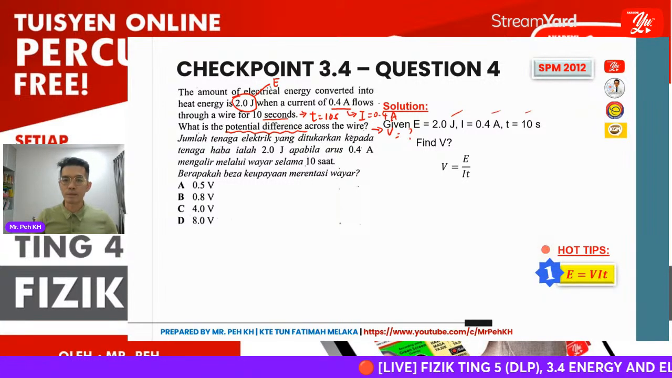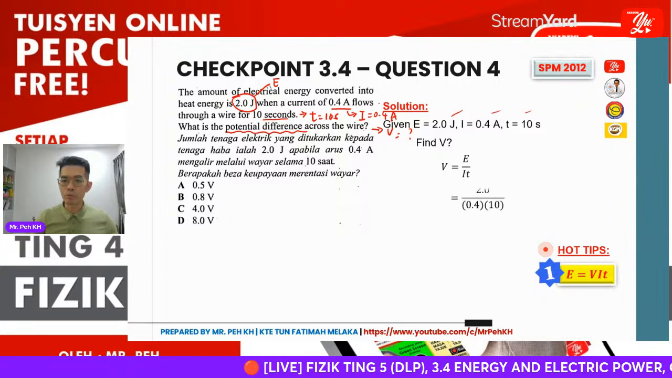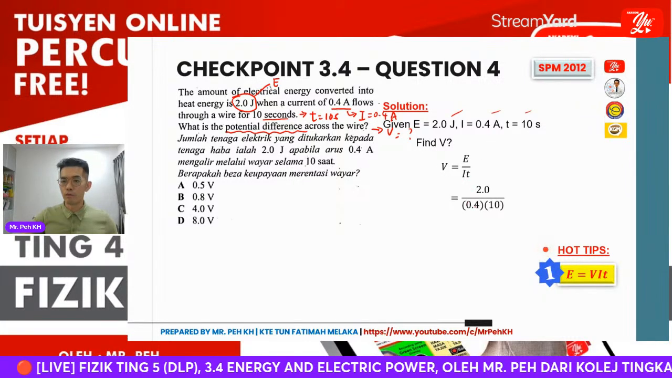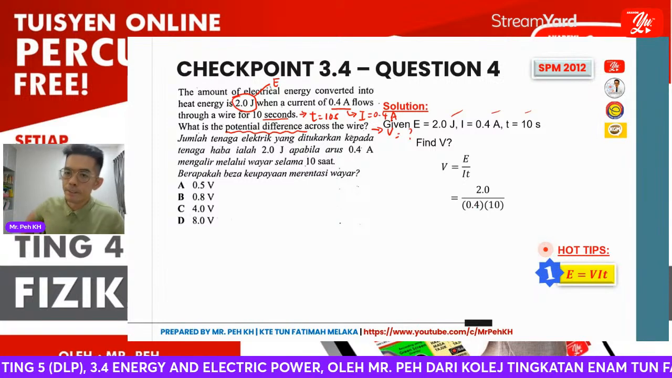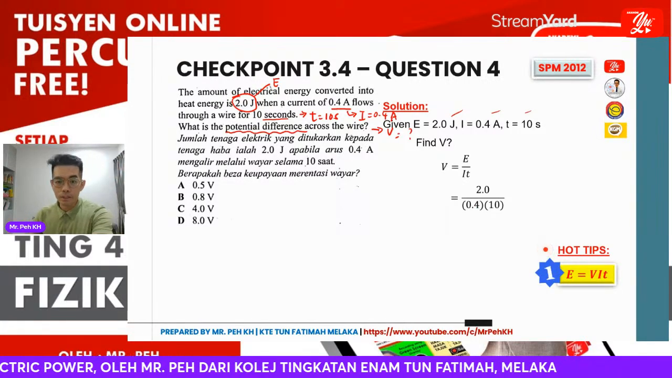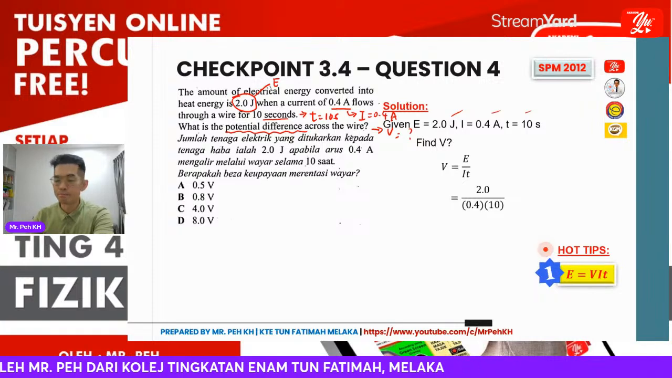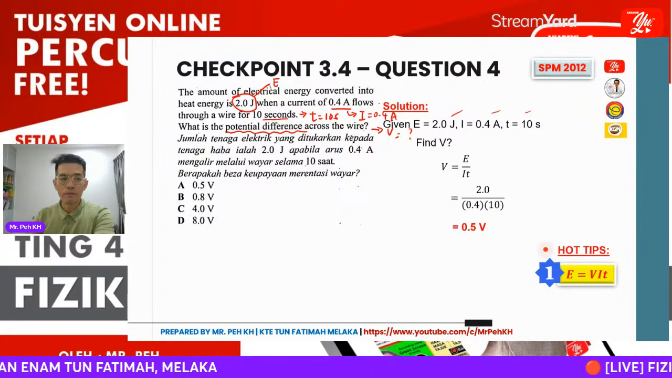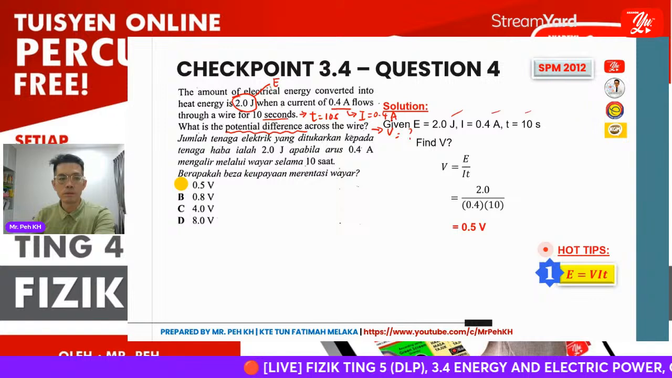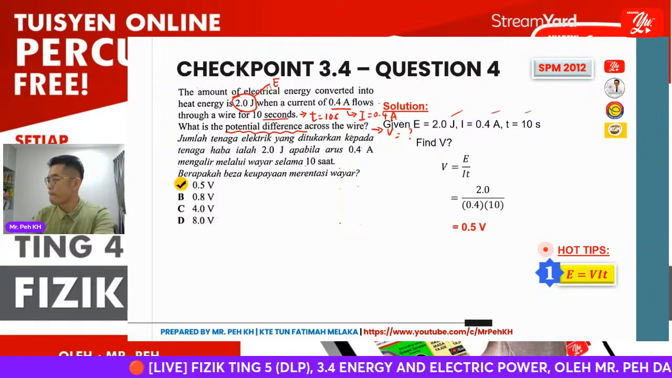So here you just substitute E as 2, then I as 0.4, and then T will be 10. You just press calculator, then you can get your answer ready. The answer should be 0.5 volt, so the answer will be A. Okay, good. Good try, everyone.